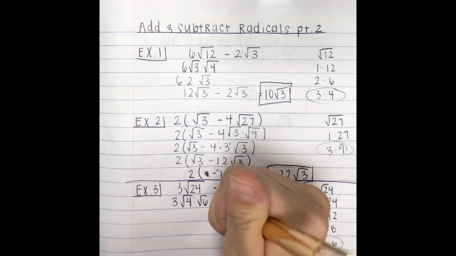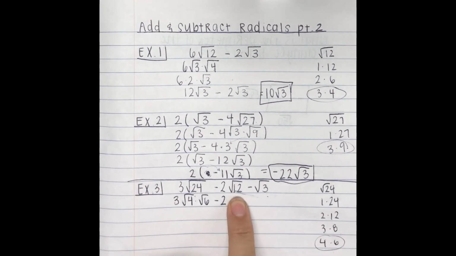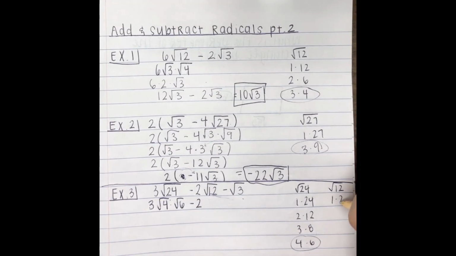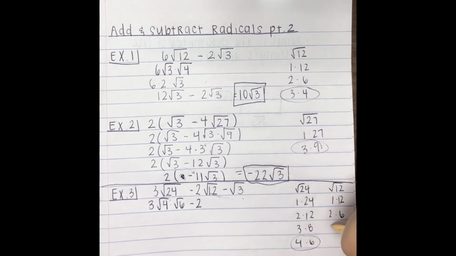And then I'll go ahead and bring down my minus 2, and now I've got to simplify square root of 12. Okay, let's bring it over. So we have 1 times 12, 2 times 6, and 3 times 4. So my greatest perfect square for this one is also 4.